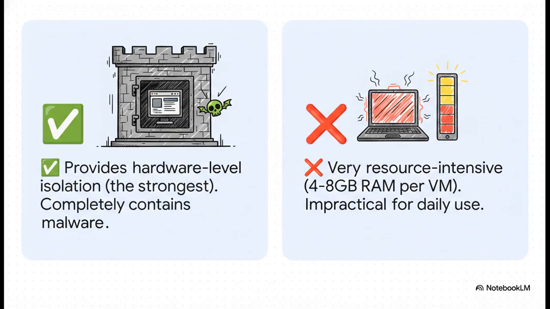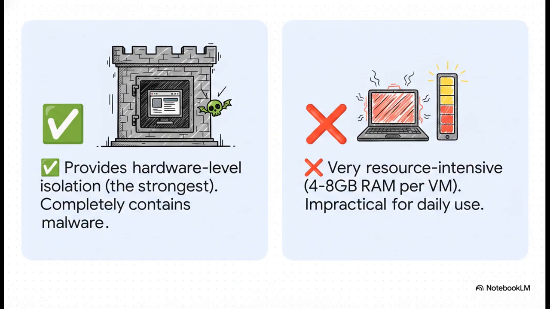And now we've reached the top of the ladder. Level 5, virtual machines, or VMs. This is the Fort Knox. This is the absolute peak of isolation. You are literally running an entirely separate computer inside your own computer. We're talking hardware-level separation. You can even make it look like you're running a totally different operating system, but all that power comes at a cost.